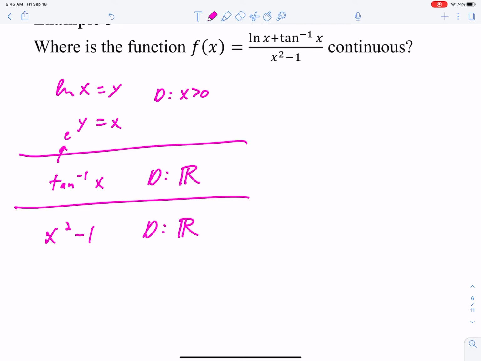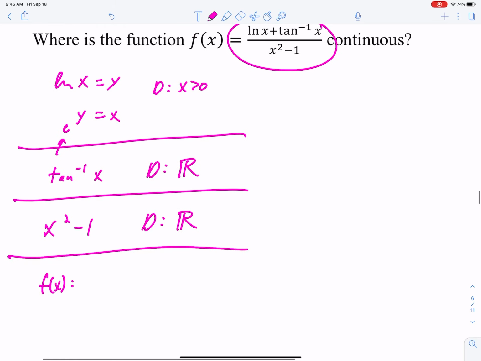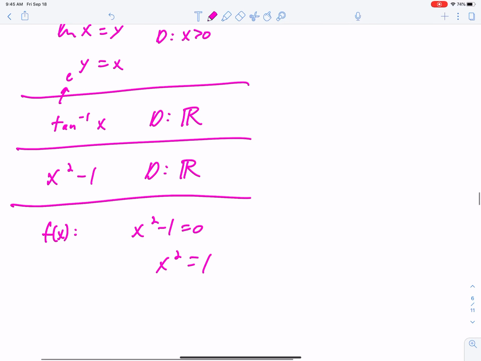But we've got to look at the entire function as well. Even though we have all real numbers, and anything greater than 0, the problem is we may have some issues with that denominator up there. So let's find f of x's domain. Again, we know that process. Take the denominator, set it equal to 0, and square root both sides. x equals plus or minus 1. Don't forget that plus or minus 1.